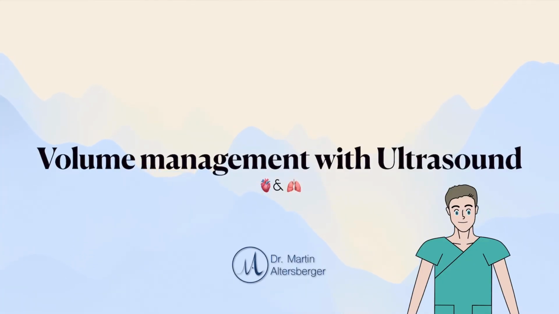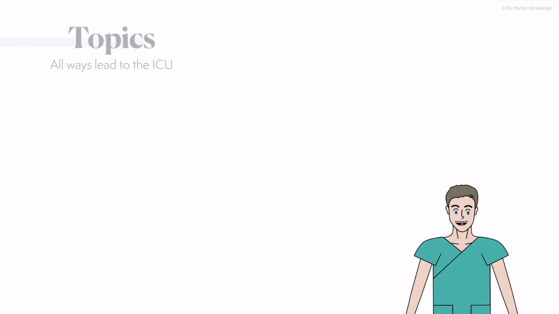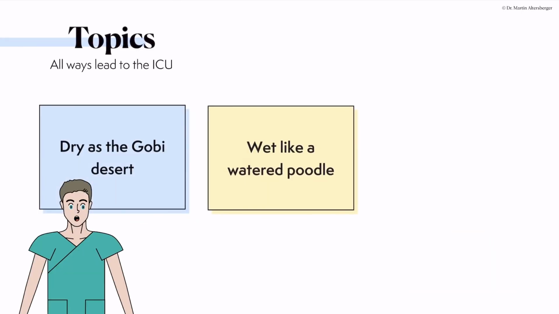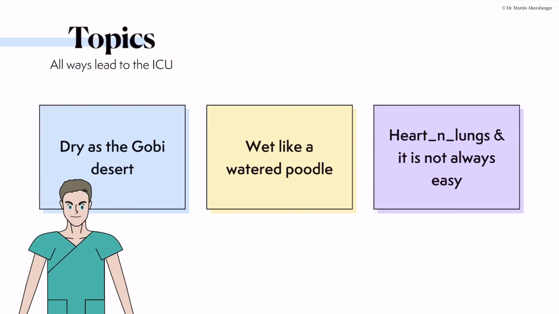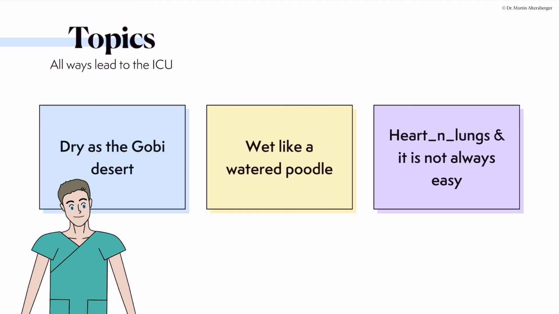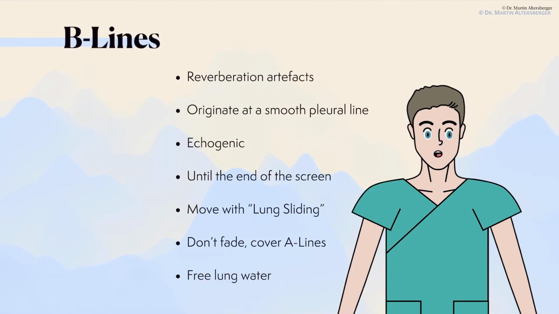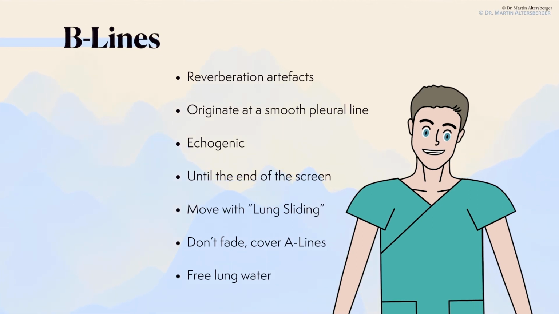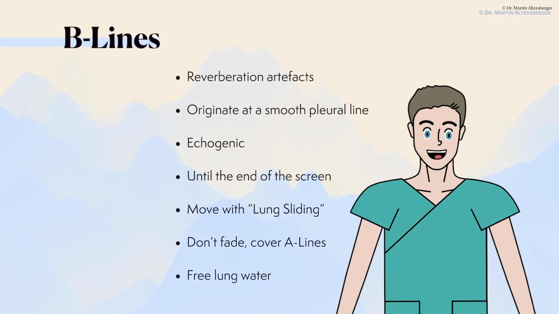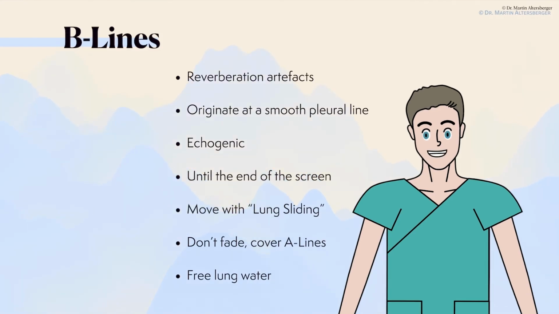Starting with volume management with ultrasound, it's crucial to differentiate: is this patient really dry as the desert? Is this patient wet like a watered poodle? Or is it about the heart, the lungs, and many more things, and not always that easy? Overall, patients with severe hypervolemia or hypovolemia always find their way to an emergency department and further on to intensive care treatment. Initially, I want to discuss B-lines.